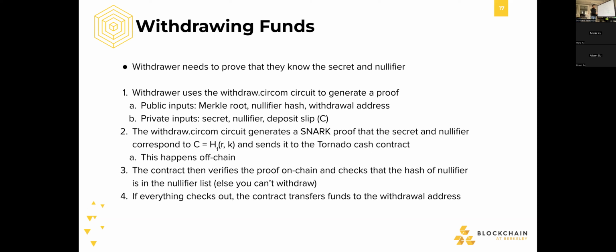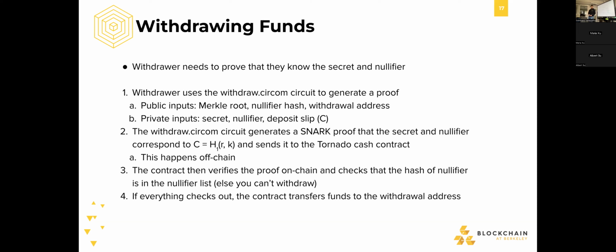And the other thing it does, and this is again to prevent double spend that we covered, is that one of the public inputs is the nullifier hash. So it verifies that the nullifier hash actually exists on the list of nullifiers. And if it's not, then you can't withdraw. If it is, then you remove it. And once that is done, you just transfer the funds to the withdrawal account. So, okay, any questions about withdrawal?